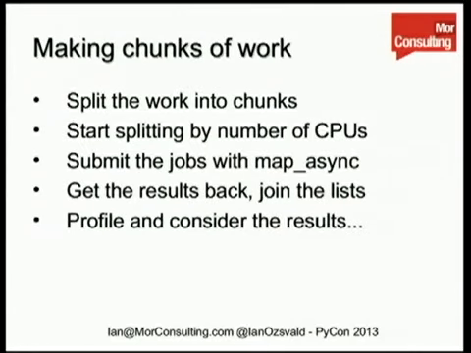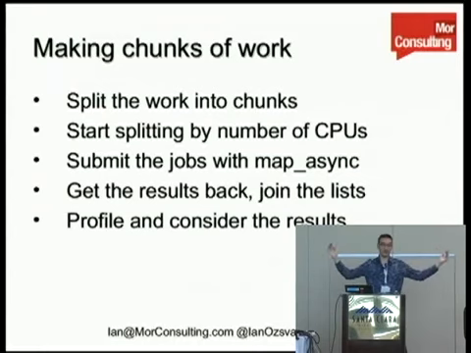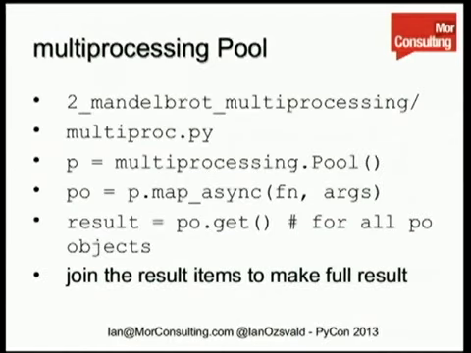So we're going to split the work into chunks. So rather than one long list of 250,000 elements, we're going to start with one long list and then split it into smaller chunks and then send those out to different CPUs, and we're going to use the map async function. And then we're going to get the partial results back, join them back in order, and then have a result list. So this is the bit of code that we need to put together.